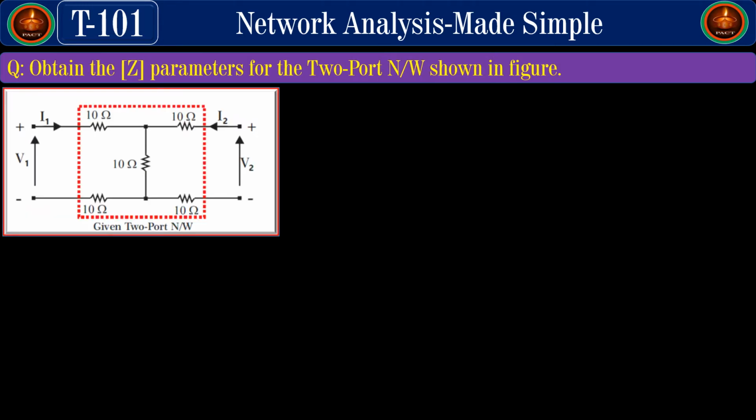Friends, now I am going to take you to a higher level of thinking, for which I have selected a very typical problem to find the Z parameters of the two-port network. If I ask you, is this network symmetrical? You must say yes, because this 10 ohm resistance can be modified into two resistances of 20 ohm each in parallel. So along the vertical axis, the network is symmetrical.